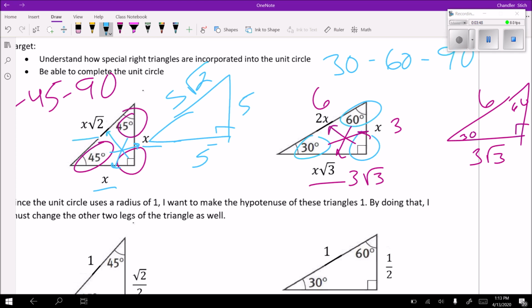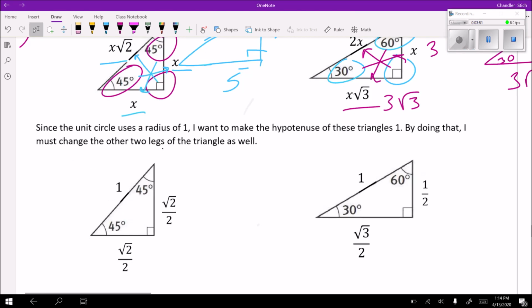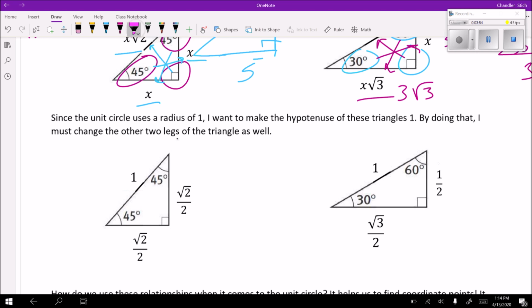Where does that help me with the unit circle? Now, the unit circle uses a radius of 1. This is the most important thing about the unit circle. Anything that you see on the circle is 1 unit away. 1 of anything is called a unit. So we want a radius of 1. Our hypotenuse is always 1 with these triangles.